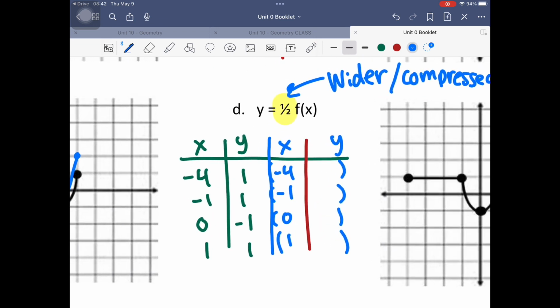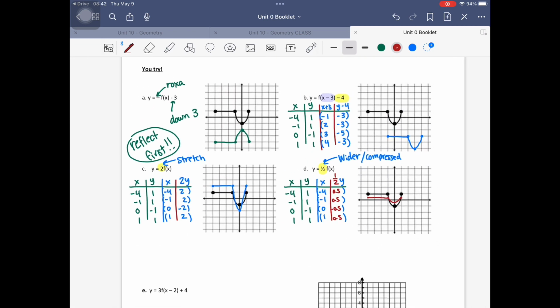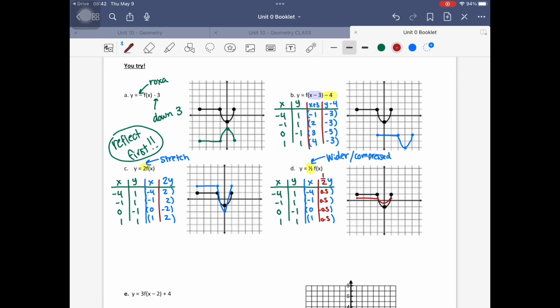And the scale factor is going to be this 1/2 right here. So I need to multiply all these y values by 1/2. So it looks like we're going to have a lot of fractions. So we're going to have 0.5, 0.5, -0.5, and 0.5 again. Okay, so I'm going to go over to -4 1/2, -1 1/2, 0 1/2, and 1 1/2. So look, it looks like our whole thing was squished or compressed. That is why I like the transformation tables, because you can see everything that happens.